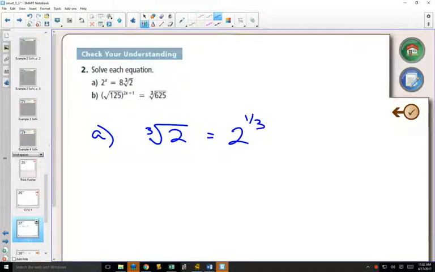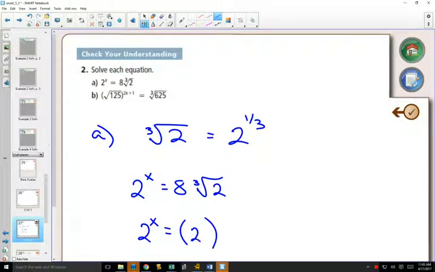So in A, we have 2 to the x equals 8 cube root of 2. And our goal, just like we did in example 1, was can we write everything with the same base? So if we look at our numbers, we've got a 2 here, and 8 there. Does that happen all in the same column of our powers chart? Yes, that's all in our powers of 2. So we can change our 8 to 2 cubed.